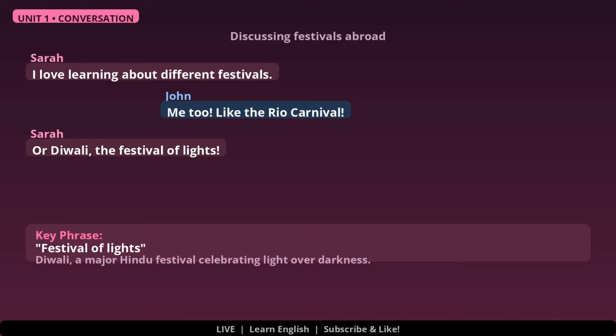The key phrase is Festival of Lights. It means Diwali, a major Hindu festival celebrating light over darkness.